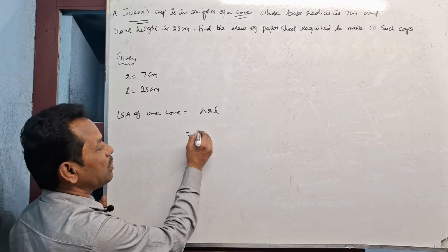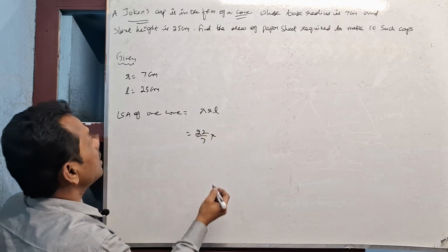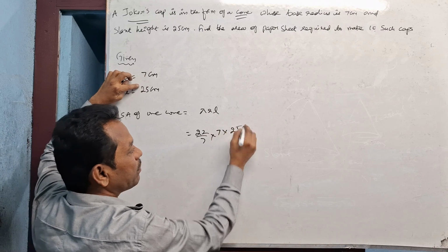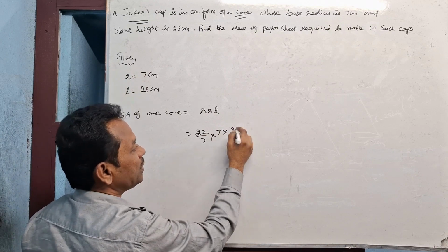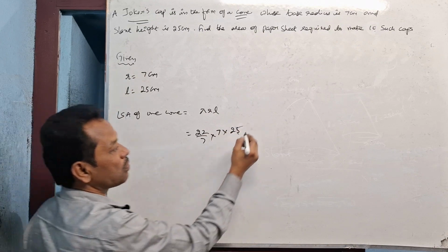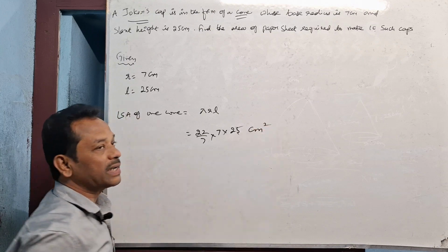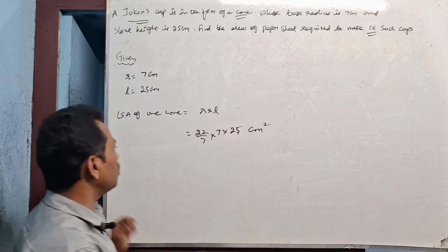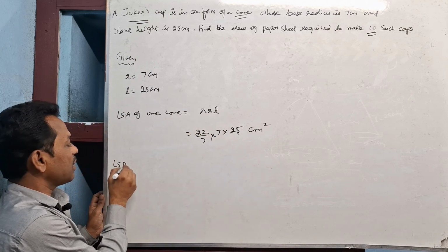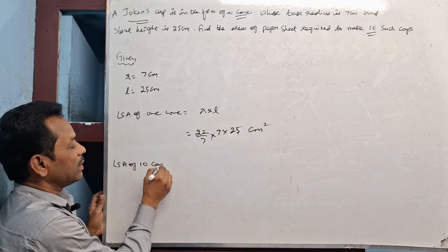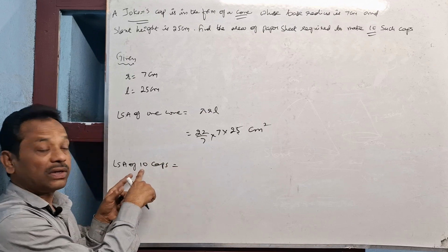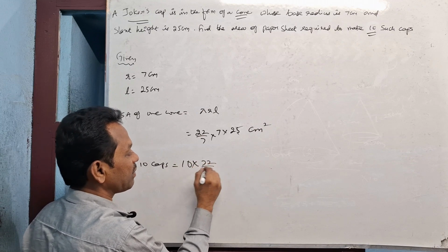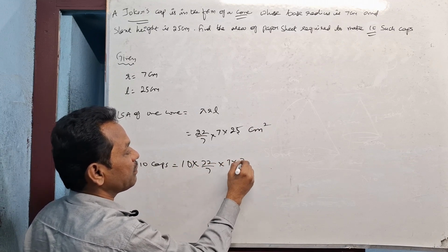So let me substitute the values. 22 by 7 into the radius, here 7, into L, which is 25. Okay, bacho. So this is the LSA of one cone. So this will be in centimeter square. But I need the area of 10 such caps. So what we'll do here, let us say LSA of 10 caps equals 10 into 22 by 7 into 7 into 25.